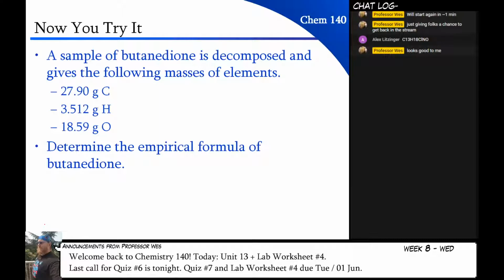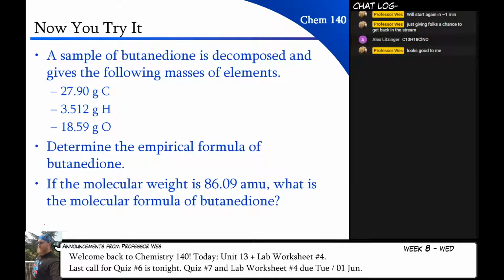And once you've done that, here's the actual molecular mass. It weighs 86.09 AMU. Are the empirical formula and the molecular formula the same? Well, if they are, your empirical formula should have the same mass. If they're not, they'll be off by some multiplier. In that case, multiply your formula by the multiplier.